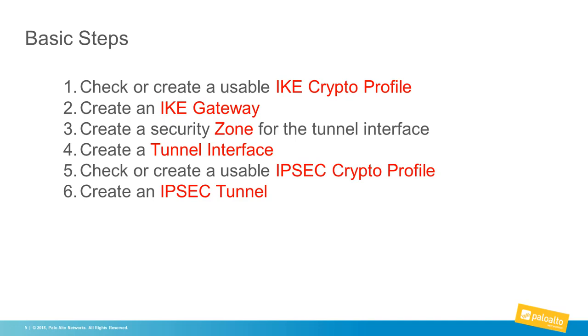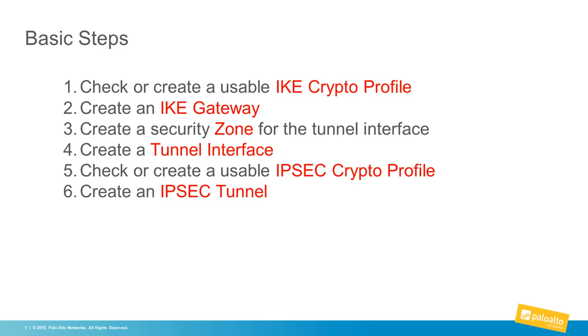Now that we've collected the basic information we're going to need, the basic steps to create that IPsec tunnel on a Palo Alto Networks next-gen firewall are: number one, we need to check or create a usable IKE crypto profile. Number two, we'll need to create an IKE gateway. Number three, we need to create a security zone for the tunnel interface. This is not mandatory, but it is highly suggested that we use a separate zone for the IPsec termination to ensure that traffic requires a policy in order to flow.